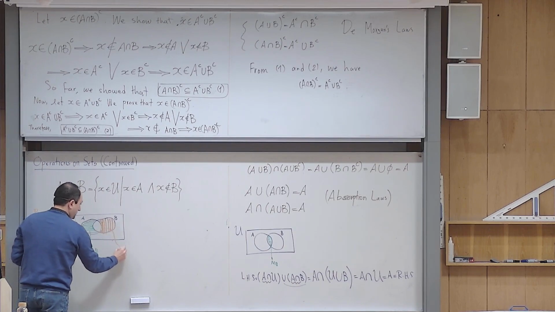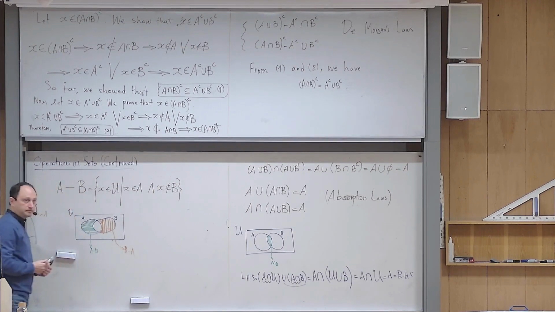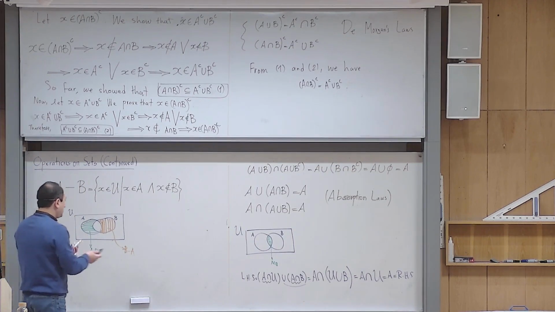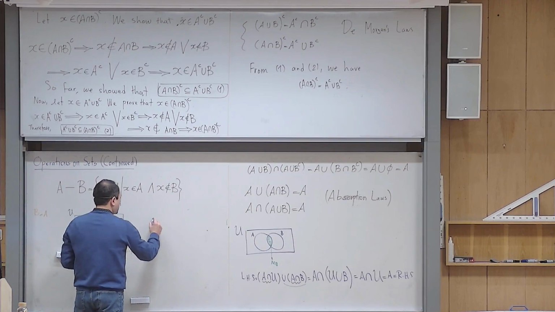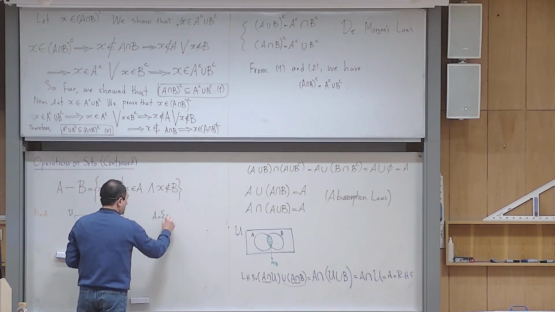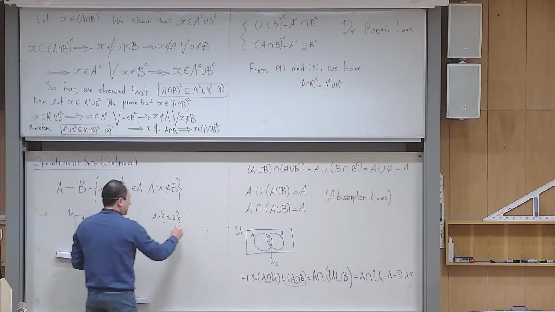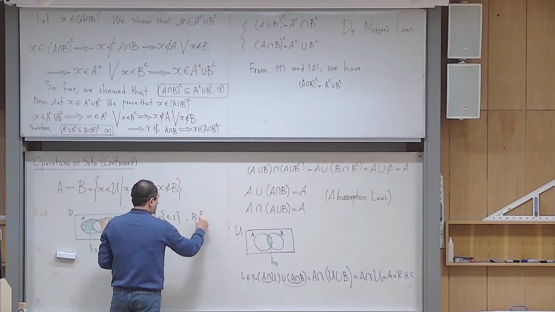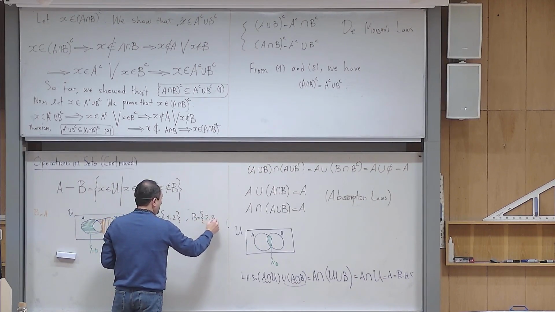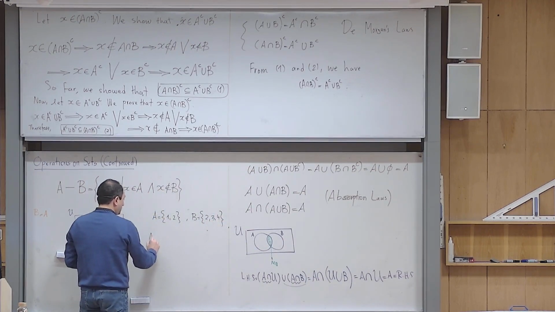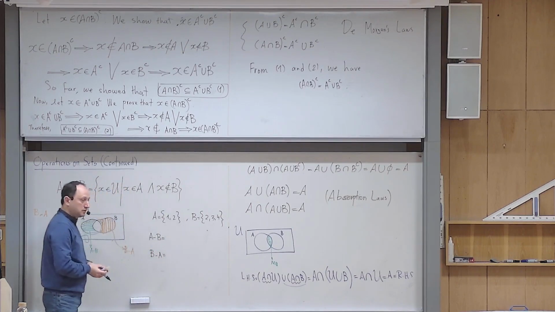So this is B minus A. For example, let me give you some more concrete examples. So I give you A to be 1 and 2, and I give you B to be 2, 3 and 4. Okay, can you tell me, if I ask you to write A minus B, what do you write? If I ask you to write B minus A, what do you write?